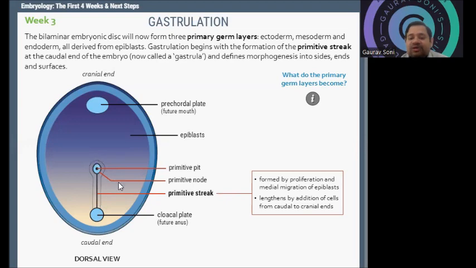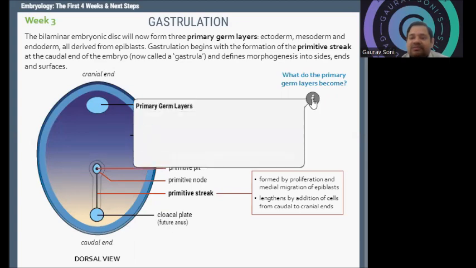The upper end becomes swollen, which is called the primitive node, and there is a small pit inside that node called the primitive pit. Opposite to that side, the cranial end will form the prochordal plate, which will be towards the future mouth. And on the lower side is the cloacal plate, which will be the future anus.